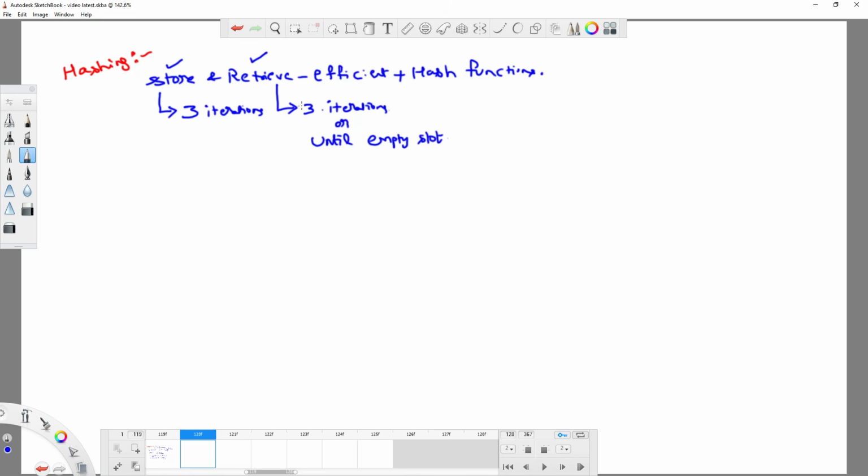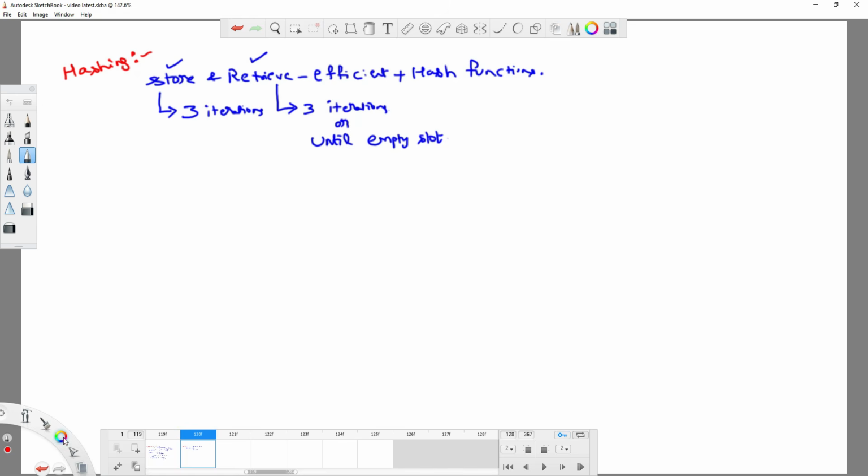Okay, so this is the logic behind the hashing concept. This hashing technique mainly works for how to store and how to retrieve the data. Fine. So now in today's session, we will move on to further concepts.